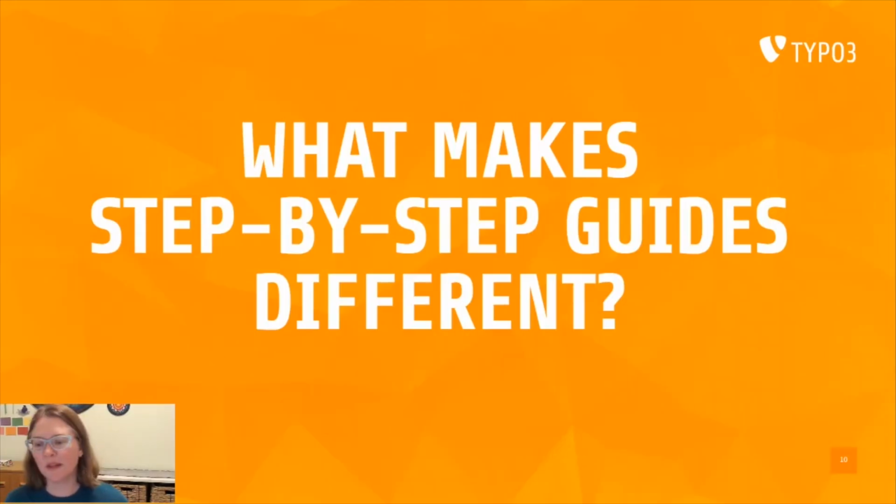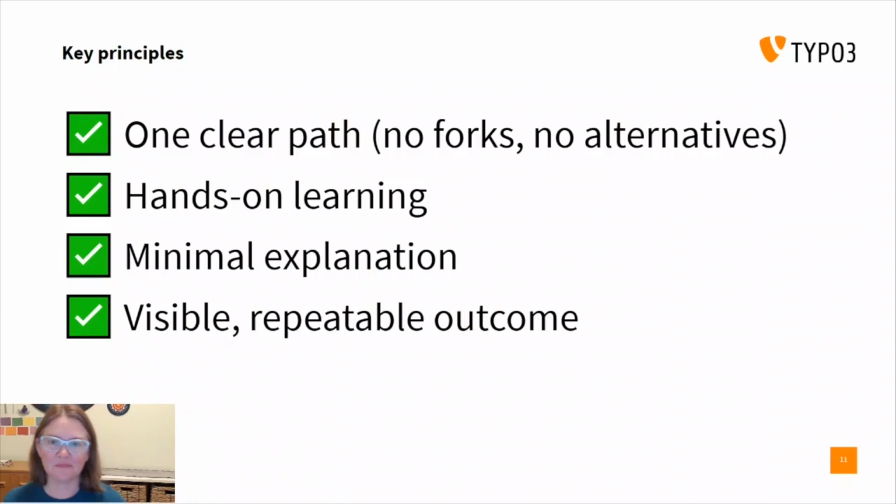So what do step-by-step guides look like? They have some very clearly defined principles. Step-by-step guides show one clear path to do a task. We don't want to show lots of alternatives because that can make things muddy. Typo 3 is very flexible and there are lots of different ways you can approach some problems. With step-by-step guides, we're showing just one way. It doesn't have to be best practice, it's just one way to get a thing done.